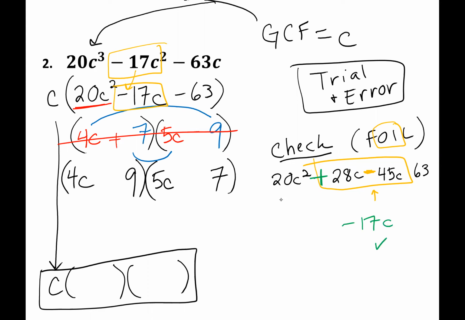So let's work backwards now. How could I make this happen? If I wanted the 28c to be positive, where did that 28c come from? Well, it came from 4c times 7. So if I want that to be positive, I guess the 7 better be positive. And see how I want that 45c to be negative? How could I make that happen? Well, 9 times 5c, I guess I need that 9 to be negative. My inside terms right here.